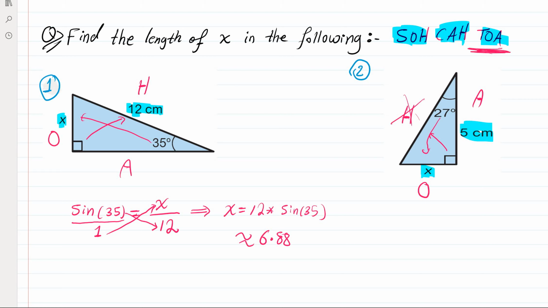So we should say tangent, or tan, of the angle 27 equals O over A, so x over 5, right? So the denominator again is 1, cross multiply, so x equals how much? X times 1 is only x, and 5 times tan 27.